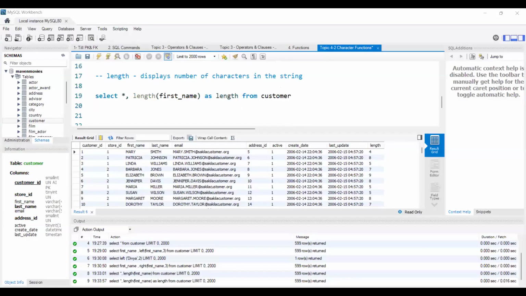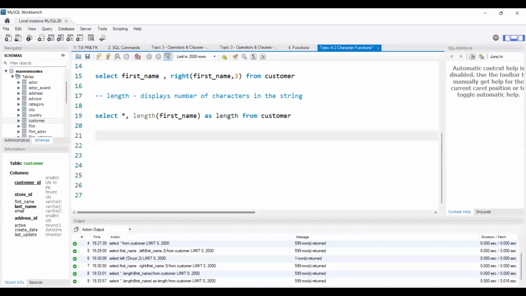I hope this is clear. Divya, can it work for numerical data also, like salary, that type of column? Length won't work; it works for character data only. Okay, because it counts the number of characters and displays only that. It works for character data.